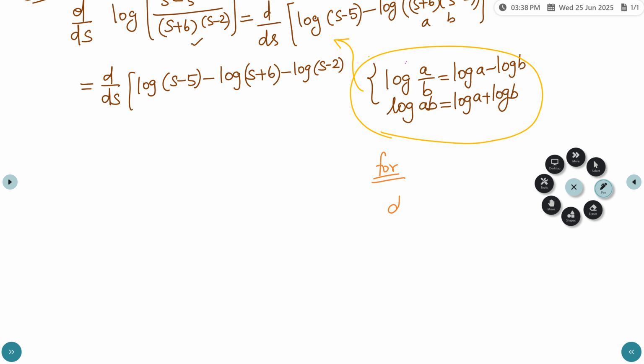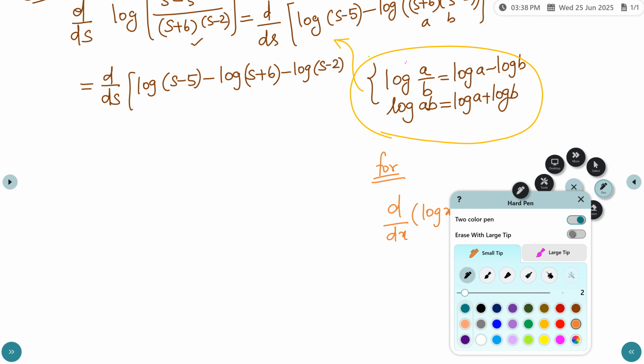Differentiation of logarithmic function. Differentiation of log x. What is differentiation of log x? Equal to 1 by x. Differentiation of log x is equal to 1 by x. Therefore, let us continue the solution. Differentiation of log x is equal to 1 by x.